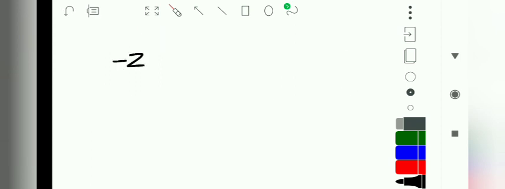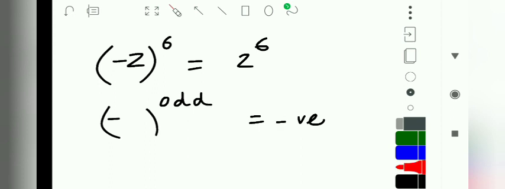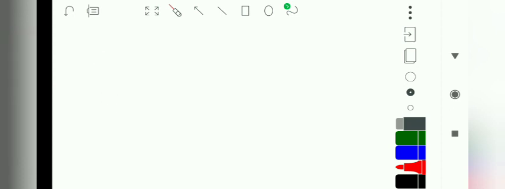So why did I remove the negative sign? Because an even power over a negative number gives a positive value, and any odd power over a negative number gives a negative value. So minus 2 to the power 6 gives a positive value.